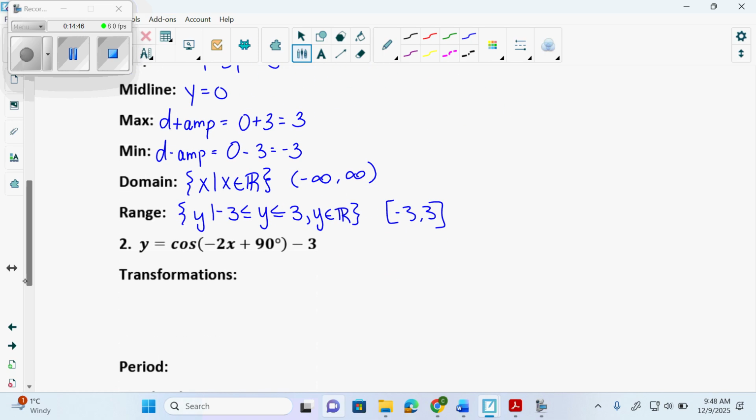Okay, this one's in what mode? Degree. Y equals cos of -2 x minus 45 degrees, minus 3. Okay.